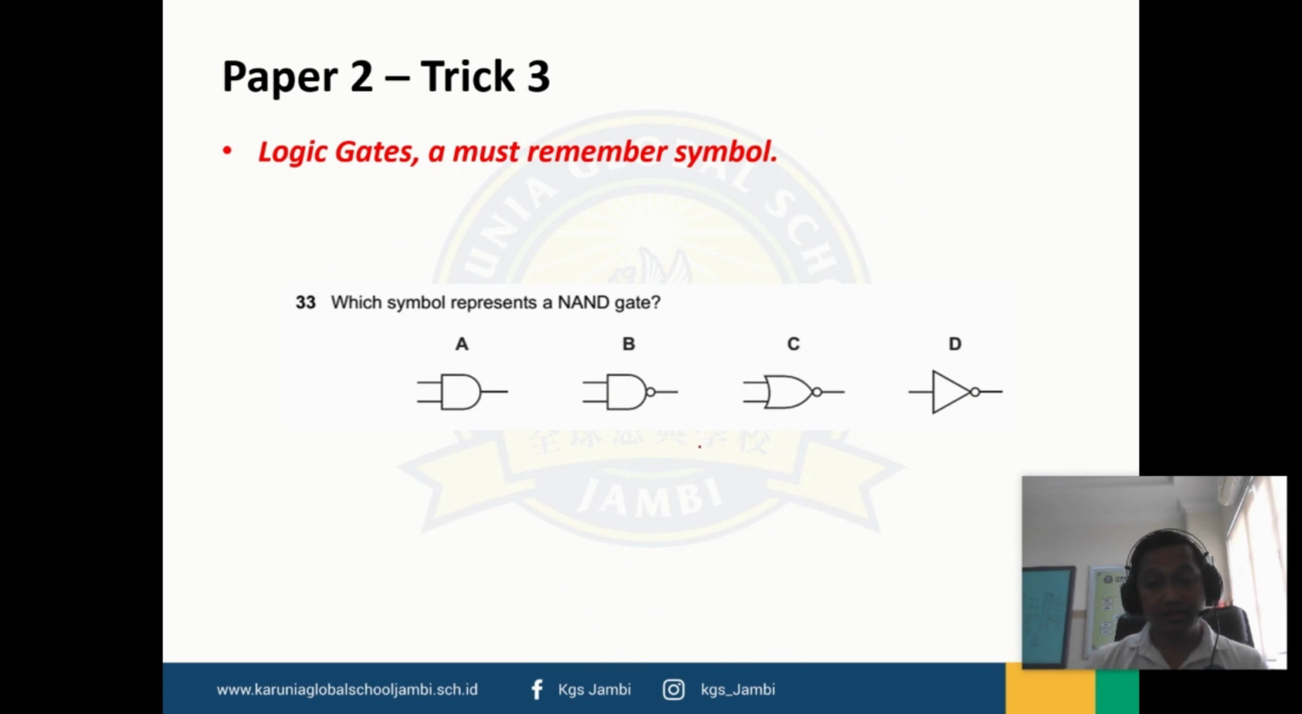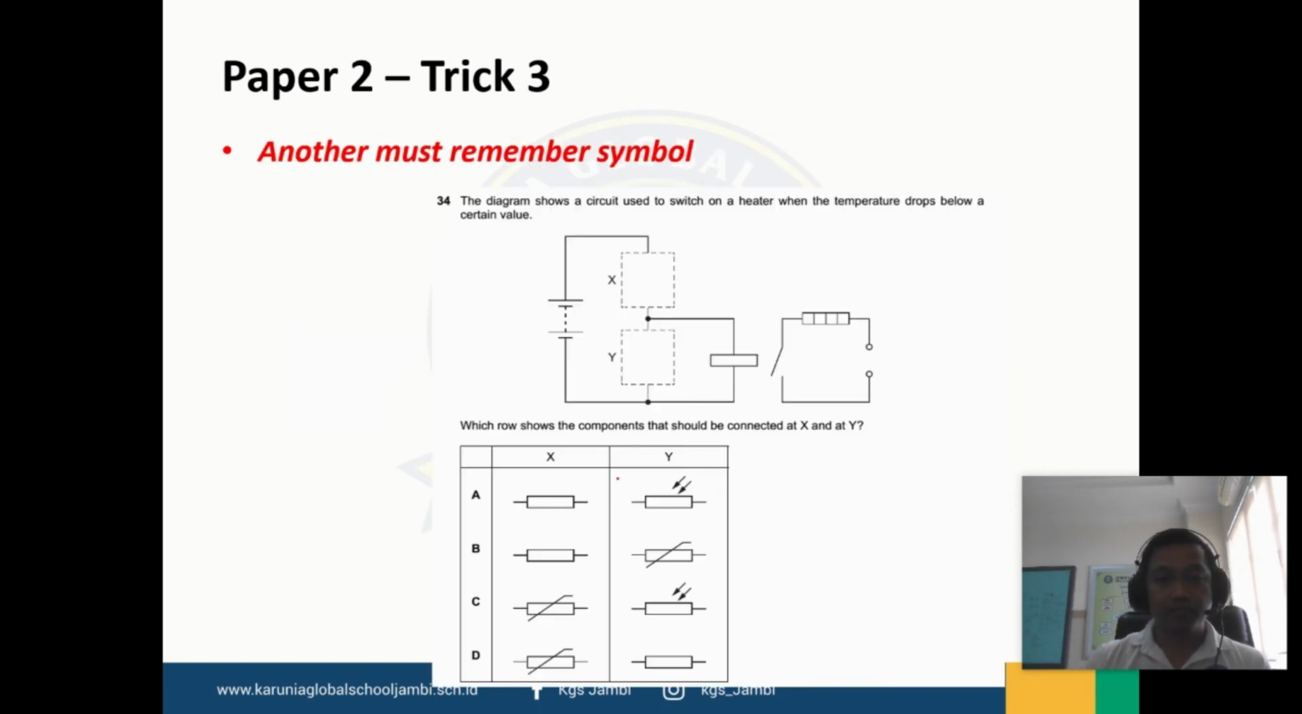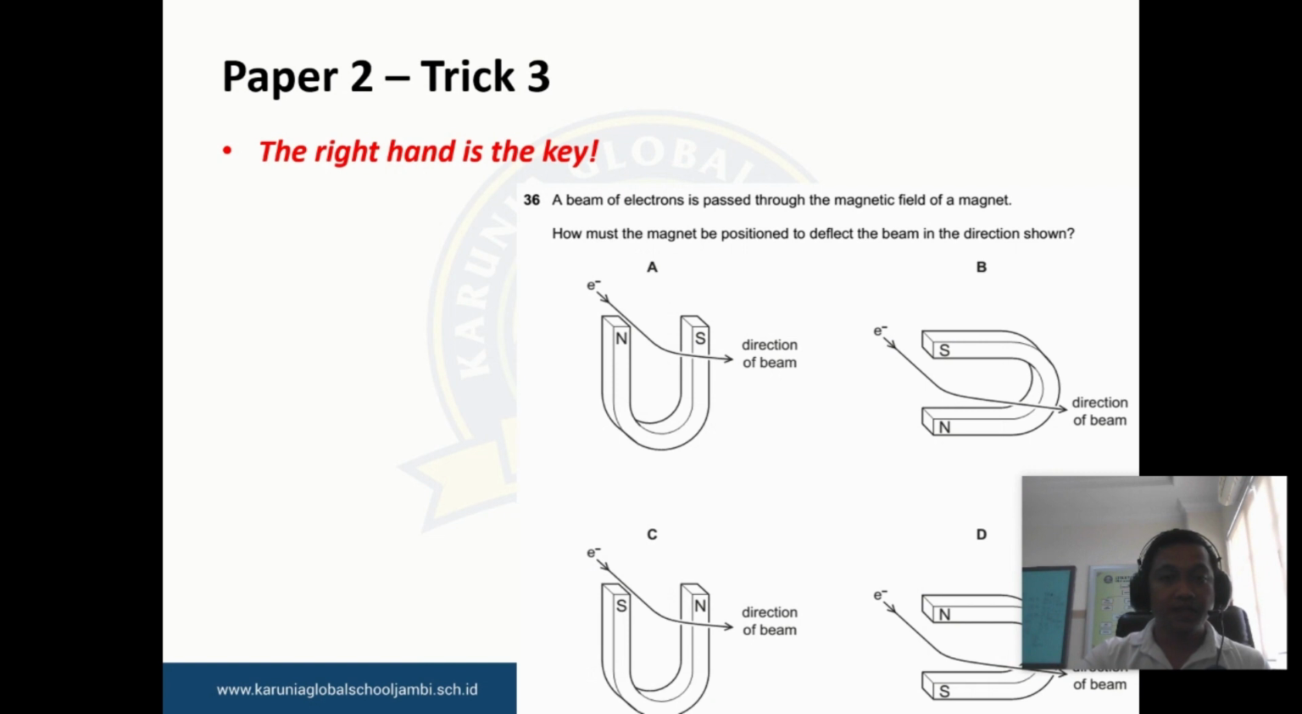And then logic gates. You must remember the symbol. First, remember the symbol for AND. Second, remember the symbol for OR. Third, remember what happens if we add NOT. Then you will see a small circle in front of the gates. Remember this is just a single NOT, and how they work. Another must-remember is the symbols of electricity components. You have to check this in your IGCSE book and train yourself.